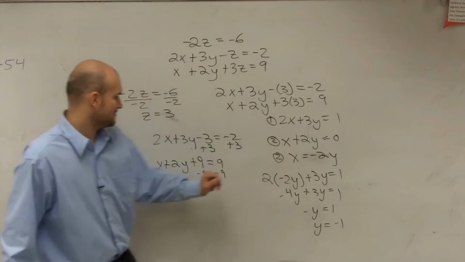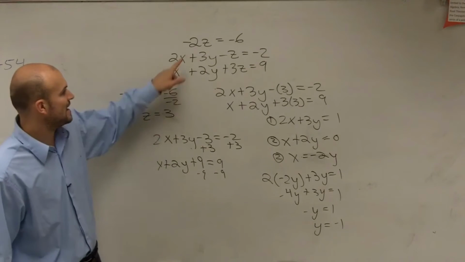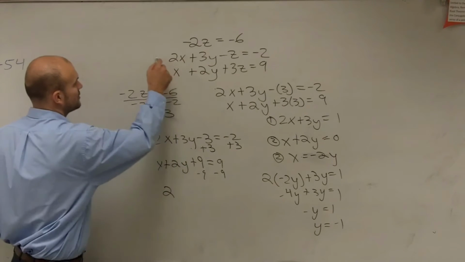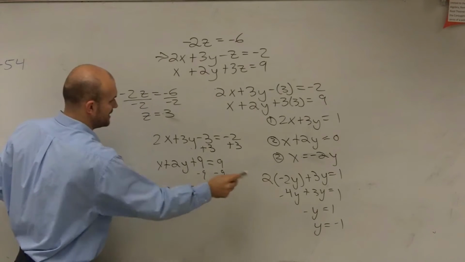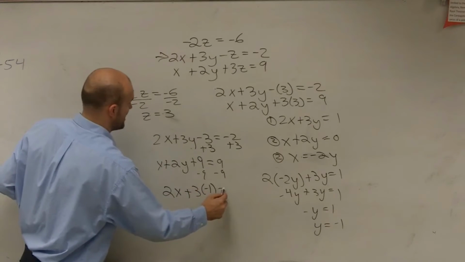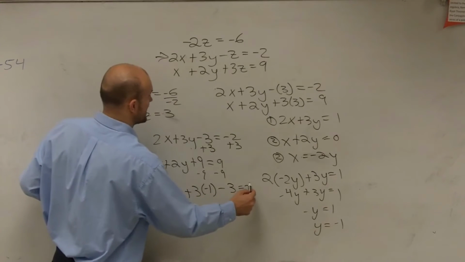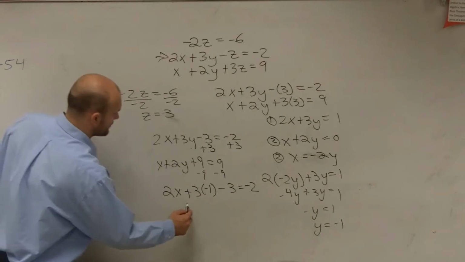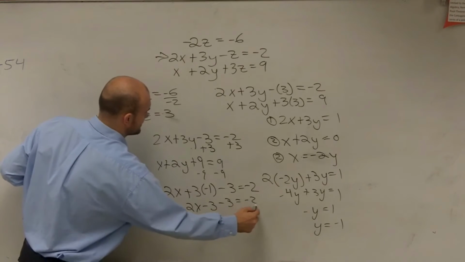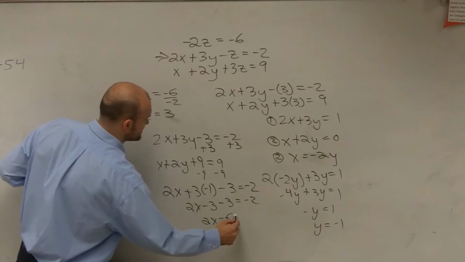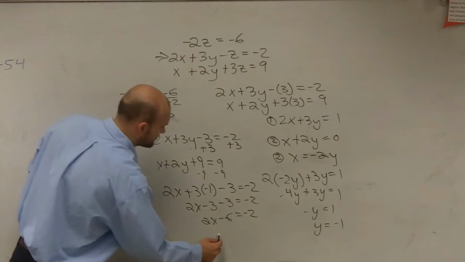So now I know y equals negative 1. I don't know what x equals yet, but I know z equals 3. So to find the value of x, I could take one of these equations, which I'll take this one. So I take 2 times x plus 3 times negative 1 minus z, which is 3, and that equals negative 2. So therefore, I get 2x minus 3 equals negative 2. 2x minus 6 equals negative 2. Add 6. I'm going to get a positive 4.